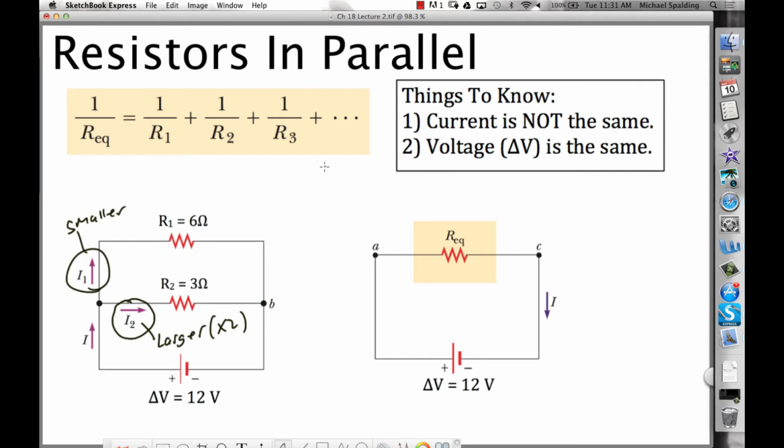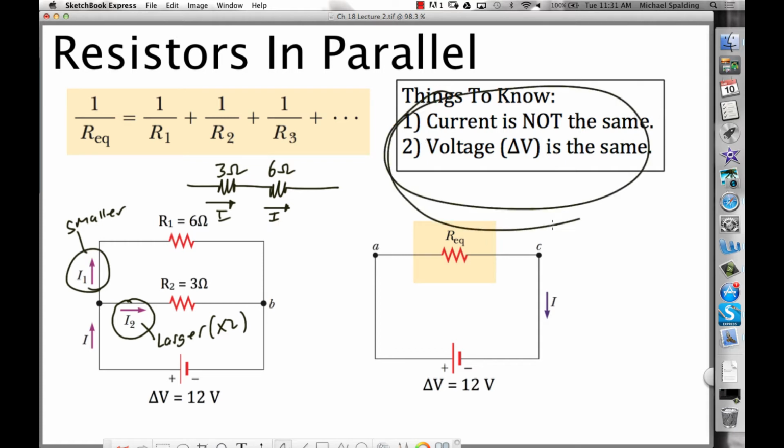Now, dudes, flashback to yesterday. Resistors in series. What was true for resistors in series? The current is the same. Even if they're different resistors, 6 and 3, you're still going to have the same current, right? Current in series is the same. The two things that are true for series, you guys know what I'm talking about, these two things right here.